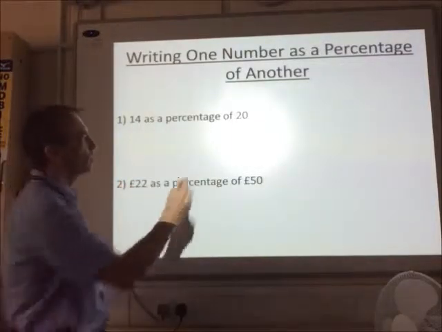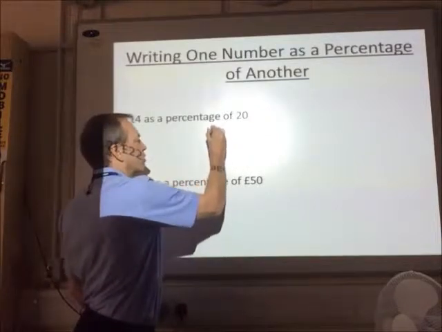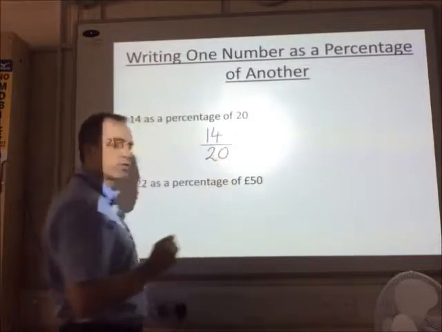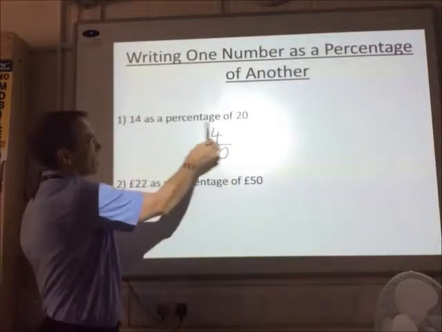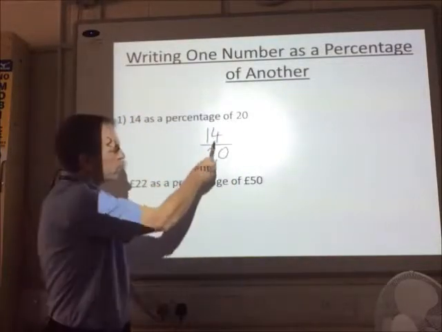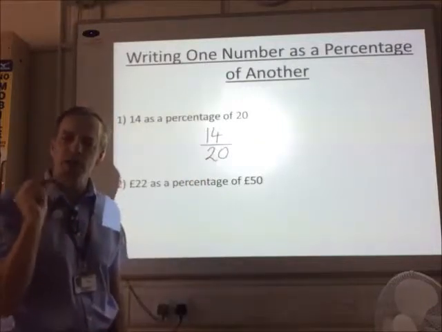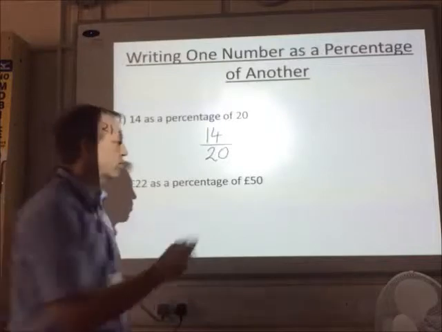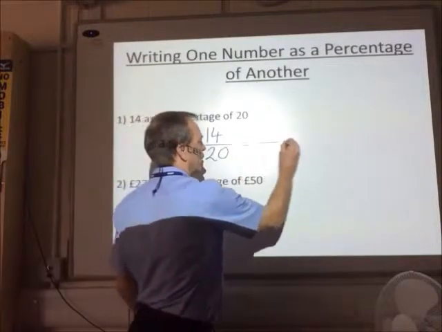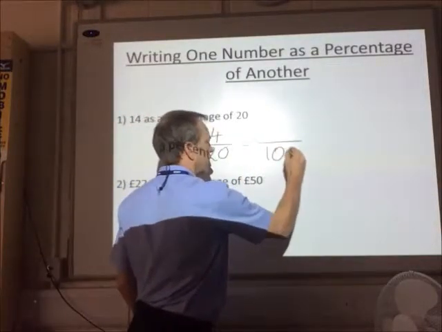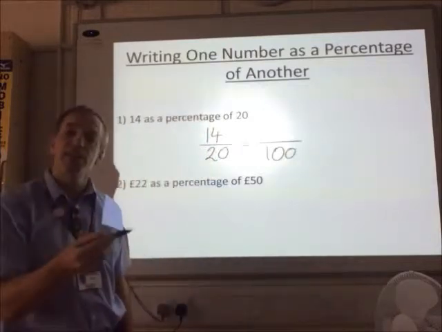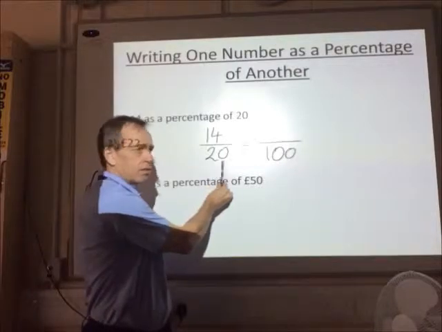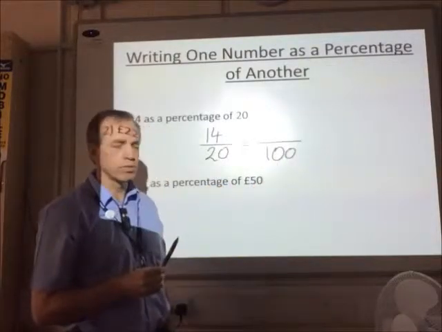What I'm going to do is write this as a fraction: 14 out of 20. Right? 14 as a percentage of 20. I'm doing 14 out of 20. But percentages are always out of 100. So I'm thinking, how can I create a fraction that is out of 100? What do I have to do to 20 to get me to 100?